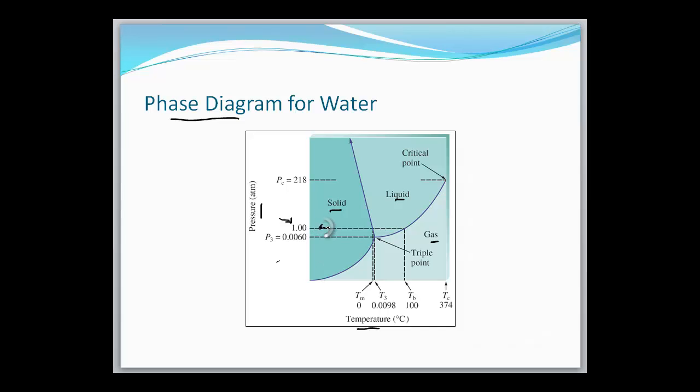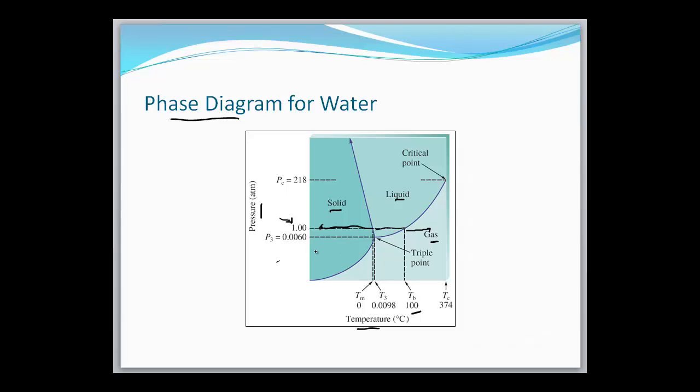So as you increase the temperature, the temperature of that ice gets higher and higher until it reaches 0 degrees Celsius. It goes through a phase change. Increase the temperature to greater than 0 degrees Celsius, you go into the liquid phase. Keep increasing the temperature until you reach 100 degrees Celsius, and then you go into the gaseous phase.